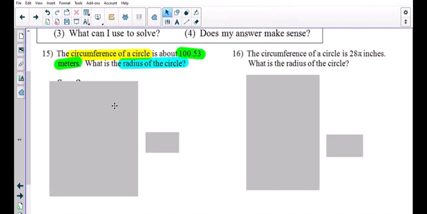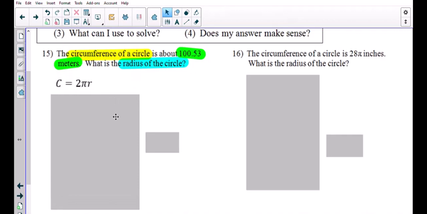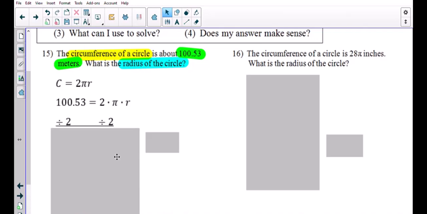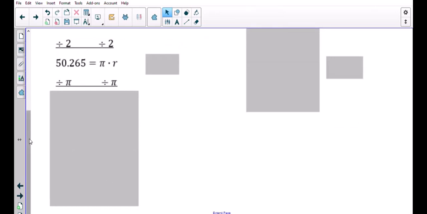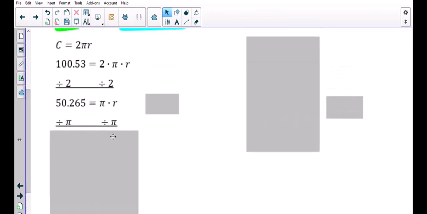So I'm going to use the circumference formula for a circle, which is 2 pi r. And I'm going to replace c with 100.53. So I have 100.53 equals 2 pi r, or 2 times pi times r. The way I suggest doing this is to divide both sides by 2 first. What that does is it leaves you with pi times r still, but it gets rid of the 2 on the right-hand side. 100.53 divided by 2 is 50.265. And notice I'm not rounding anything. And then now pi is just a number. So I'm going to divide both sides by pi to solve for r. So 50.265 divided by pi. It's not going to give me an exact answer since these numbers are rounded throughout.